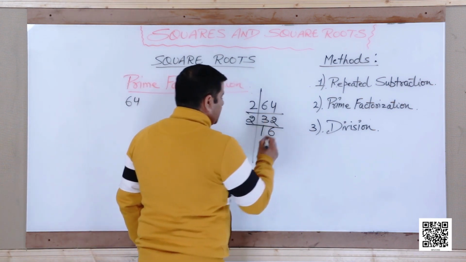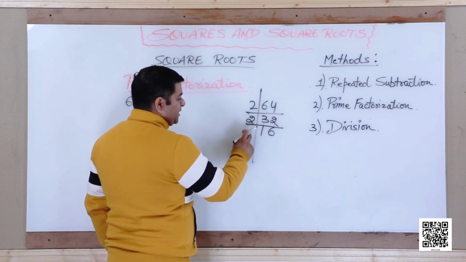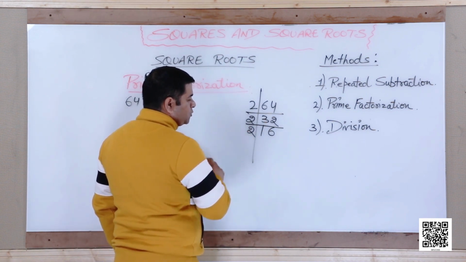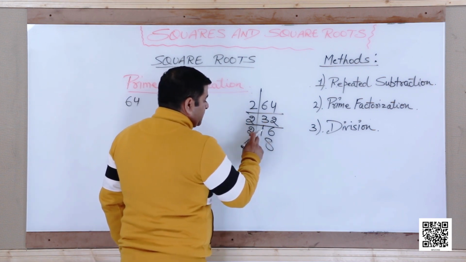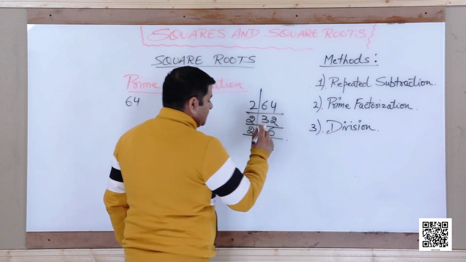Now, again, 16 can be divided by 2. So we take again 2. We have to take only prime numbers here. So 2 times 8 is 16.